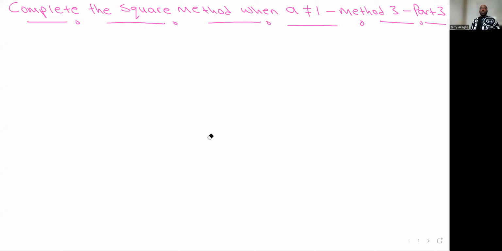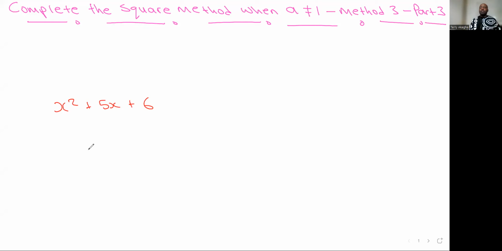We're going to talk about the complete the square method when a is not equal to 1. In the previous video, I talked about how to complete the square when a is equal to 1. For example, when you have x squared plus 5x plus 6 and you use the completing the square method to solve that, because you can see a is equal to 1.